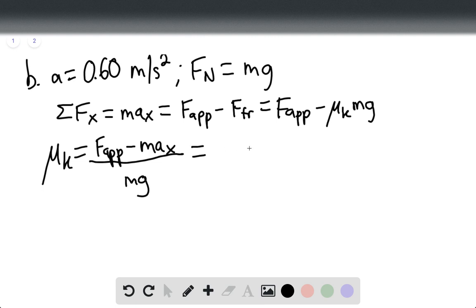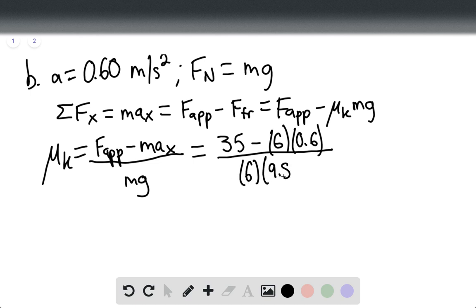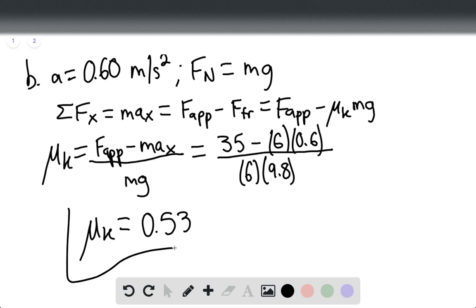So this will be 35 minus 6 times 0.6, and then divided by 6 times 9.8, and we're getting a coefficient of kinetic friction of 0.53. So this will be our answer for part B.